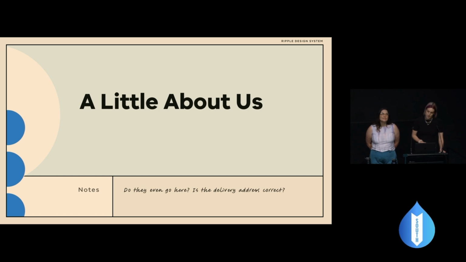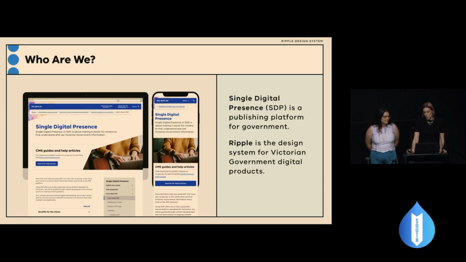So a little about us. We work on a publishing platform for the Victorian Government called Single Digital Presence, or SDP for short. SDP is about making it easier for citizens to find, understand and use Victorian Government information. Ripple is the design system for the Victorian Government digital products. It's a system of reusable styles, components, patterns and tools for building our digital products, which increase the speed of delivery for our digital products and services.